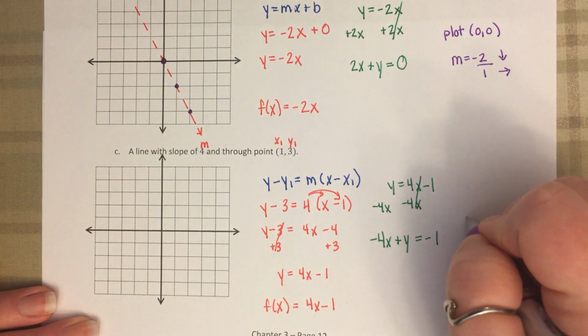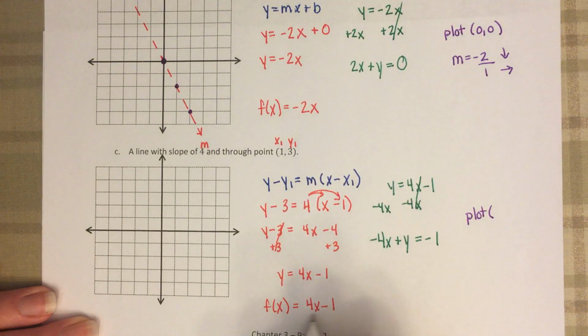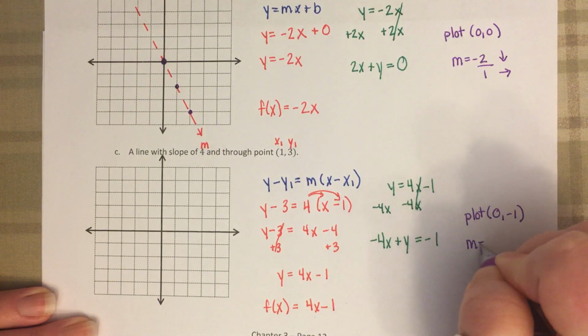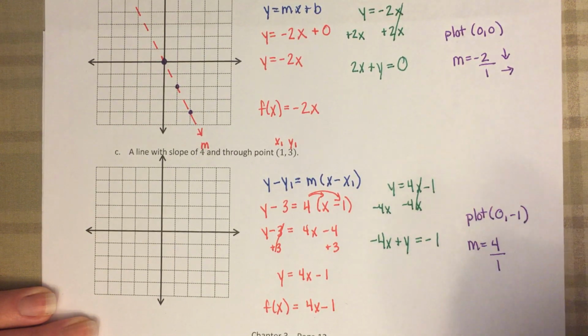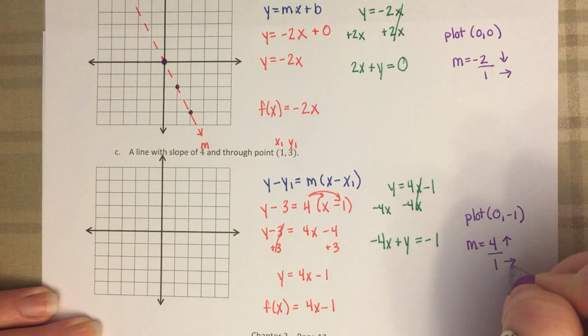Right. So to graph this, we're going to start by plotting our y-intercept. Our y-intercept, we're going to go to this equation down here. Our y-intercept is 0 and then the number that's by itself, our constant term. So we're going to have 0, negative 1. And then our slope is 4. Right. So we're going to write it as 4 over 1, which means we're going up 4 and to the right.